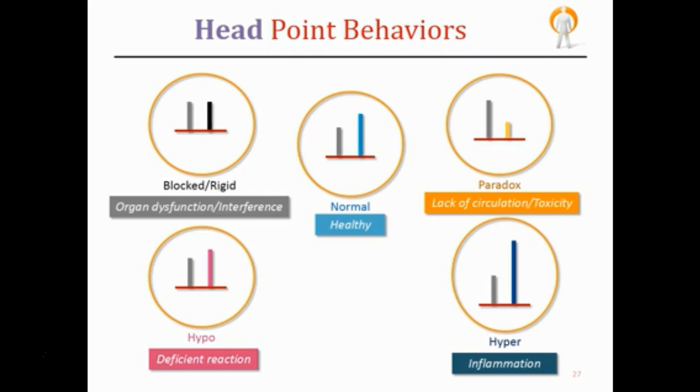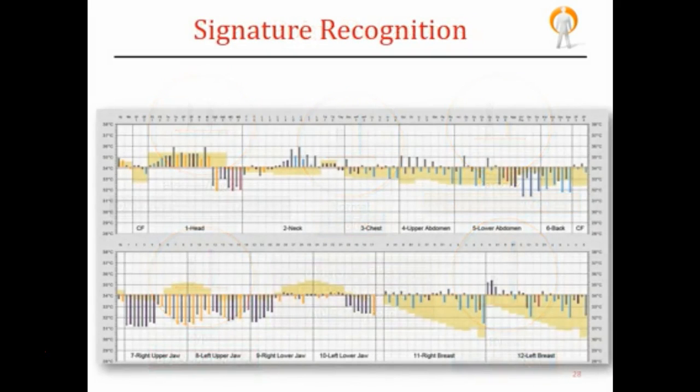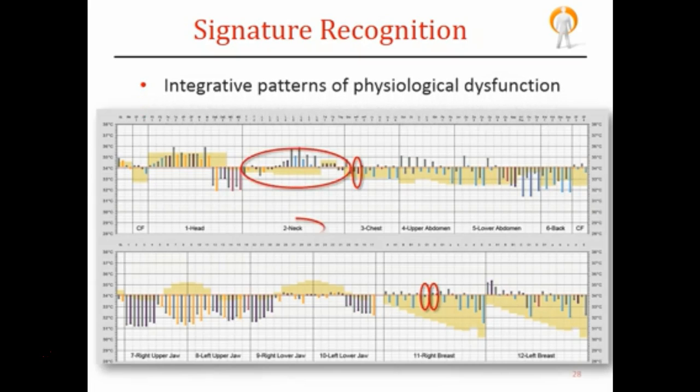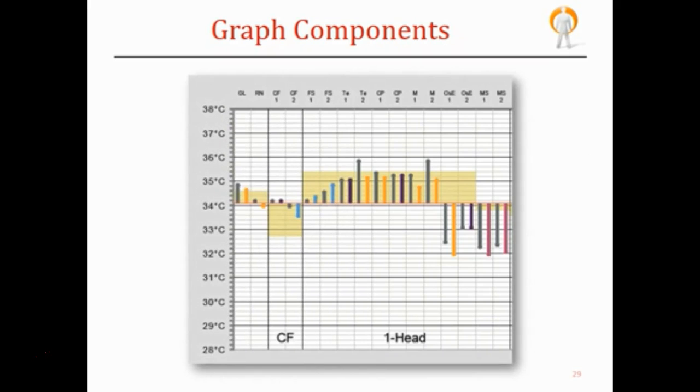These are the regulation behaviors for the points on the head and the thyroid. The thyroid is the one exception of a body point that behaves like a head point. When all the readings are graphed, we can see the behavior of individual points as well as patterns of behavior in regions of the body and throughout the thermogram as a whole. For now, let's take a close-up of the graph and familiarize you with its components.